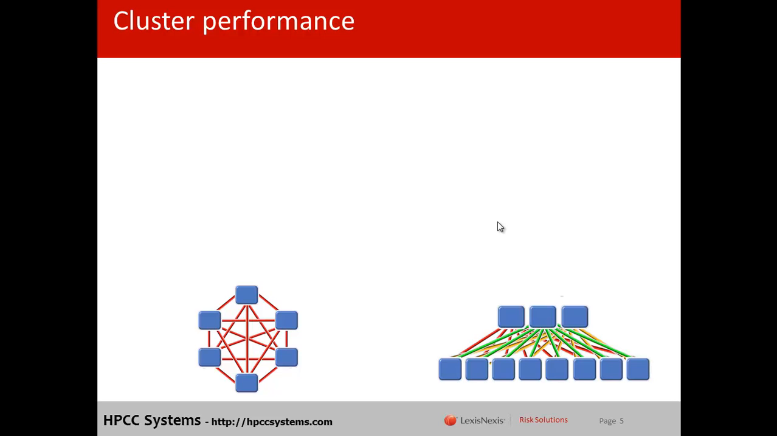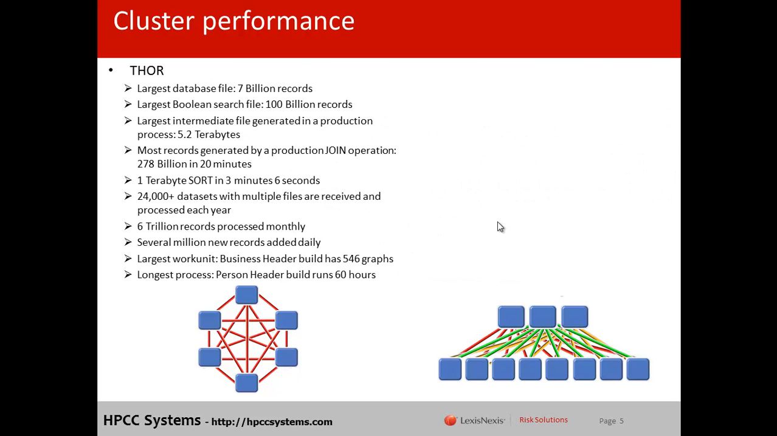So let's talk about the differences in cluster performance. First of all, in THOR, our largest database file has 7 billion records, and I'm sure that's greater. This slide sometimes has outdated statistics, and it's so hard to keep up with it. But as of the last information that we had, our largest Boolean search file was 100 billion records. Our largest intermediate file generated in a production process was 5.2 terabytes. Most records generated by a production join operation, 278 billion in 20 minutes.